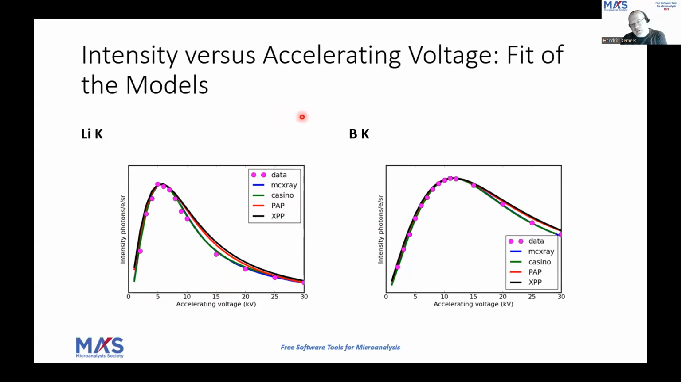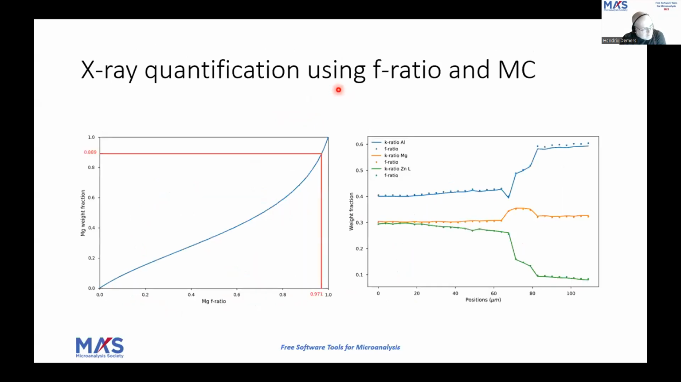And also, and this is what I've done a lot in the past, is just use the Monte Carlo simulation to explain different phenomena on the microscopy and X-ray microanalysis. And the last example that some students at McGill have done in the last couple of years, or 10 years now, is use Monte Carlo simulation of X-ray with the F-ratio method of quantification to do experimental quantification.